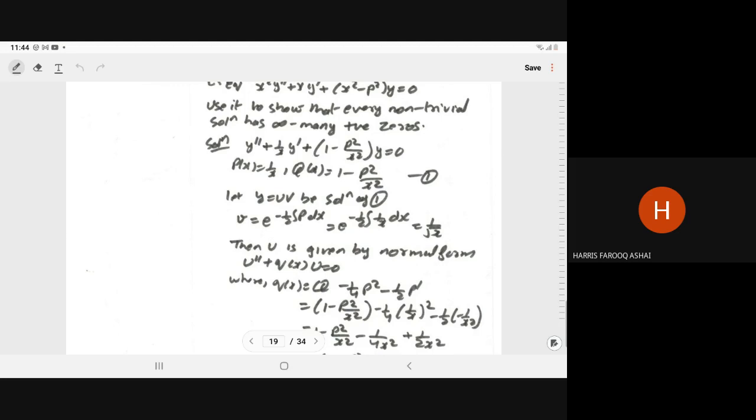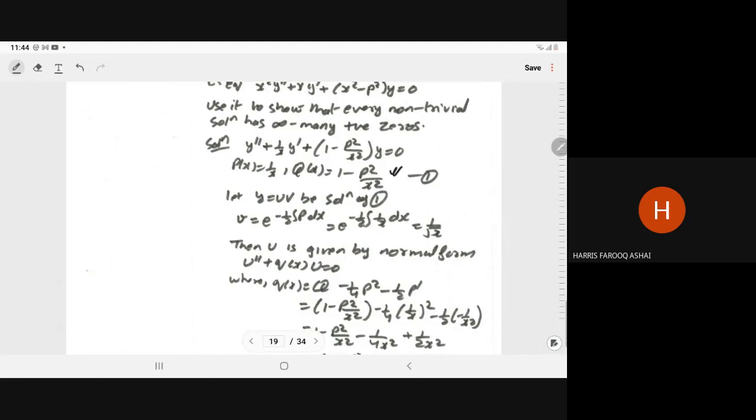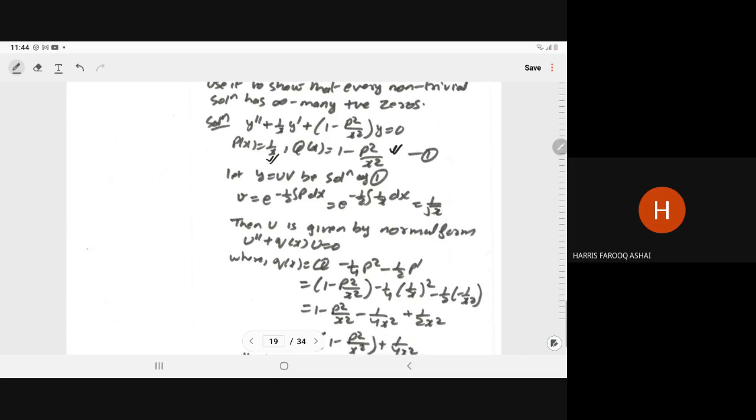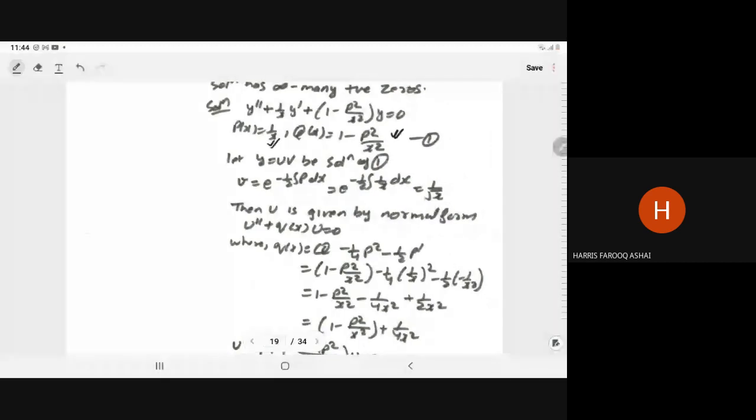Then u is given by the normal form. The normal form is u double dash plus q(x) u is equal to 0, where q is capital Q minus 1 by 4 p square minus half p dash. So q is 1 minus p square upon x square minus 1 by 4 into (1 by x) whole square, and minus half p dash. If p is equal to 1 by x, then p dash is equal to minus 1 upon x square.